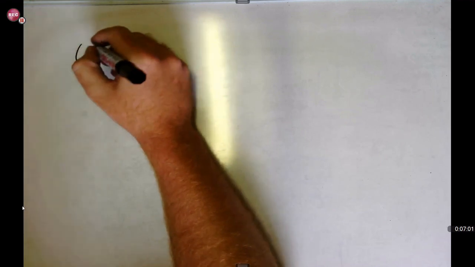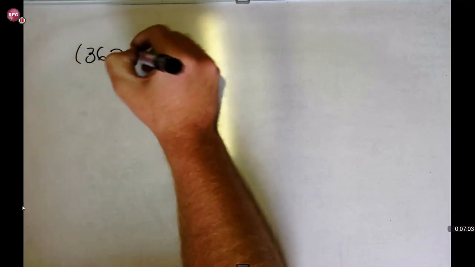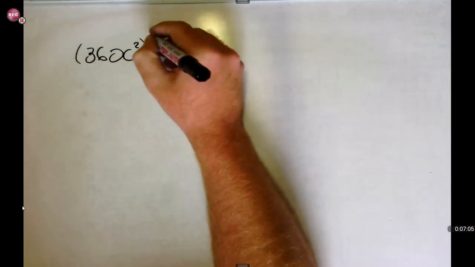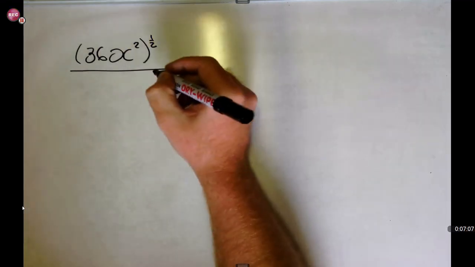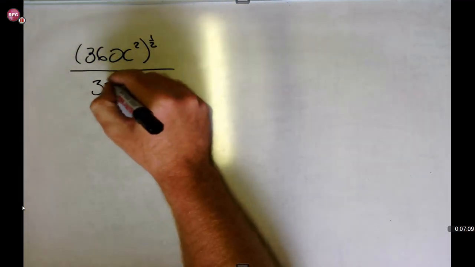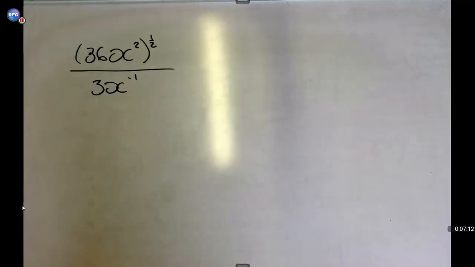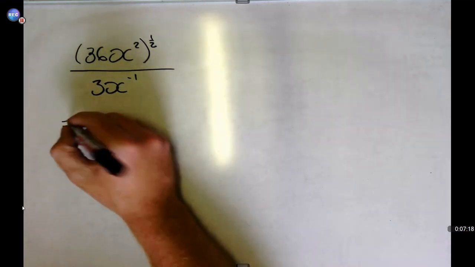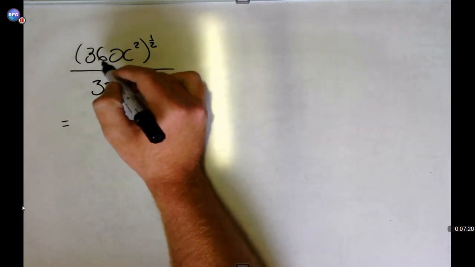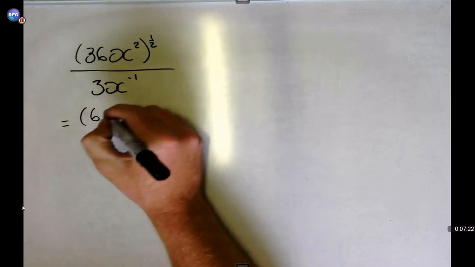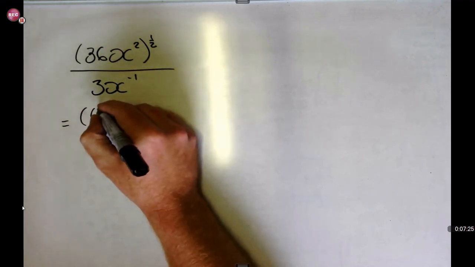Okay, our next question looks as follows. We will have in the bracket here 36 x squared, and then outside we'll have a half. Okay, there we go. Then at the bottom 3x to the power of negative 1. That's law number 6 for exponents. Okay? So the first thing that you want to do over here is you want to break this up into its prime factors. And that would give you 6 to the power of 2.